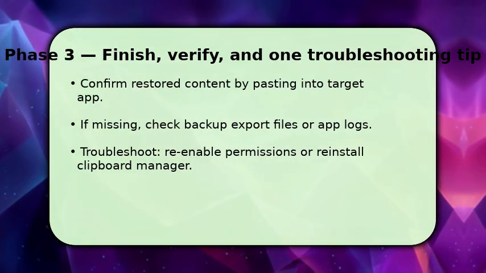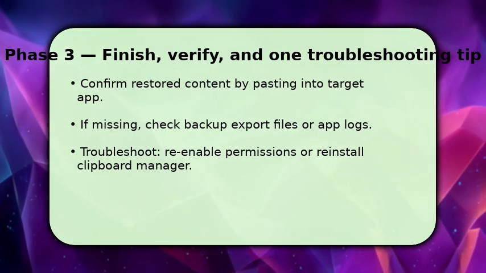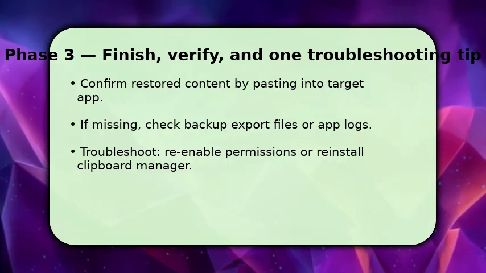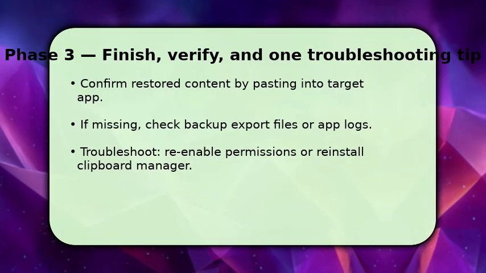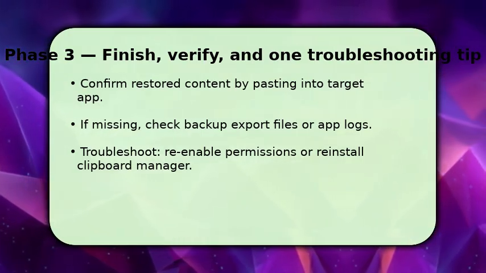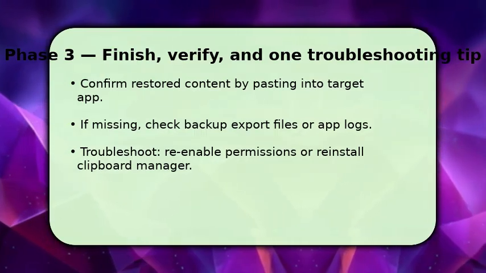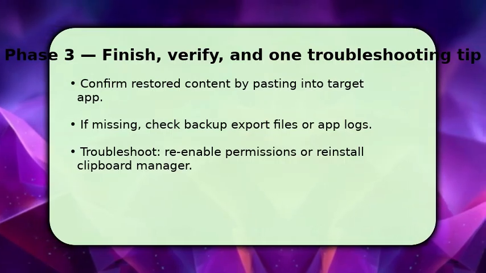If the item is missing, check the app's export files or local backups. Some managers auto-export daily. If recovery fails, make sure permissions are still granted, toggle accessibility off and on, or reinstall the manager. This often fixes capture problems. One key tip: stop clearing system Clipboard until recovery is confirmed.